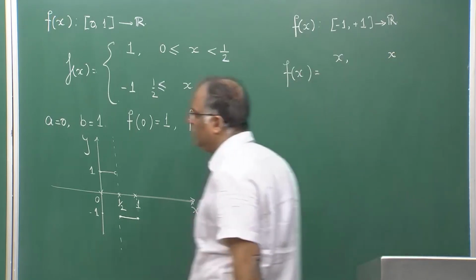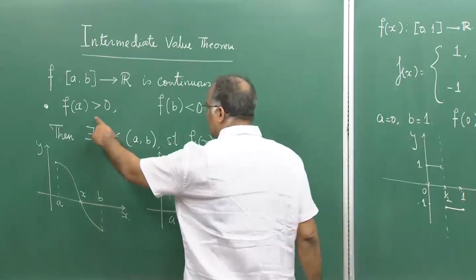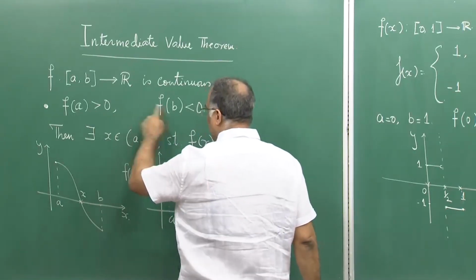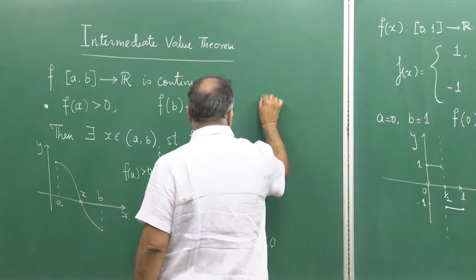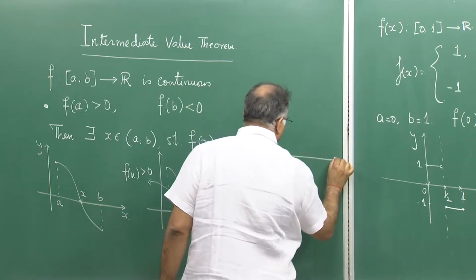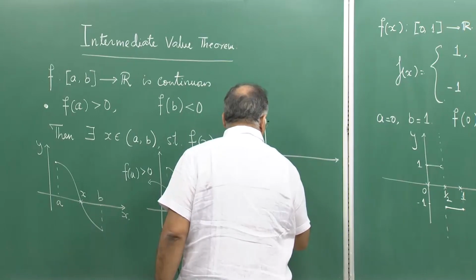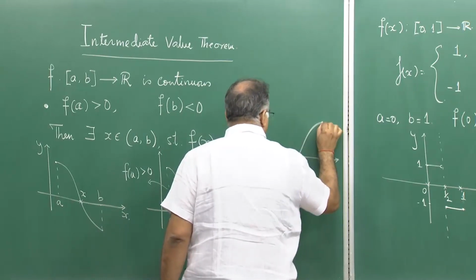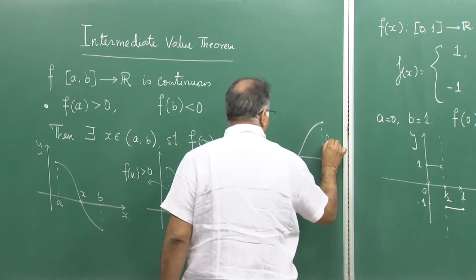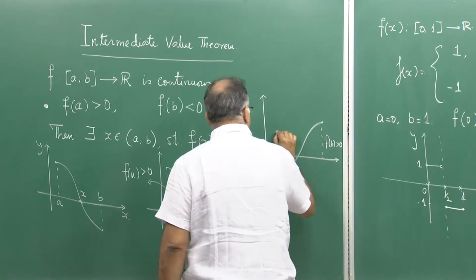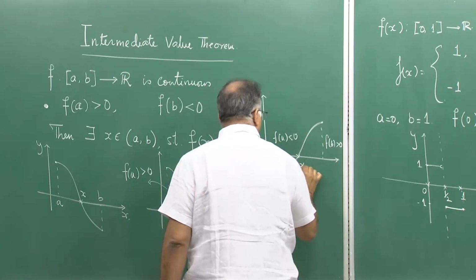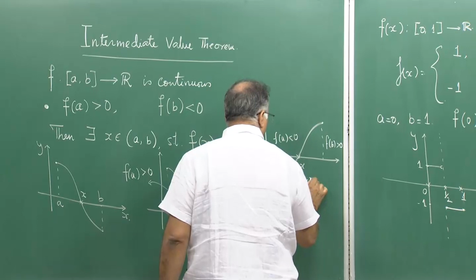See here, you must understand that I am not restricting f(a) to be strictly bigger than 0 or f(b) to be strictly less than 0. It could be the opposite. It could be, for example, that f(b) is strictly bigger than 0 and f(a) is strictly less than 0. Then also you would have the same conclusion. There would be an x for which f(x) would be equal to 0.